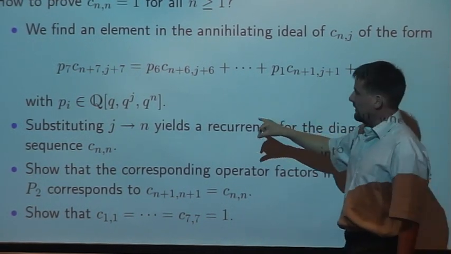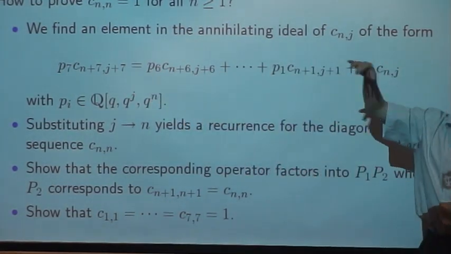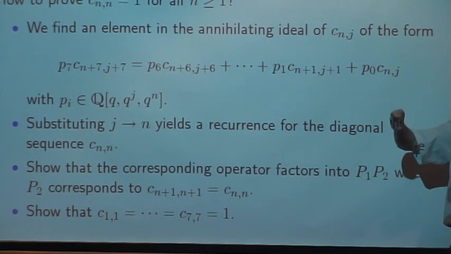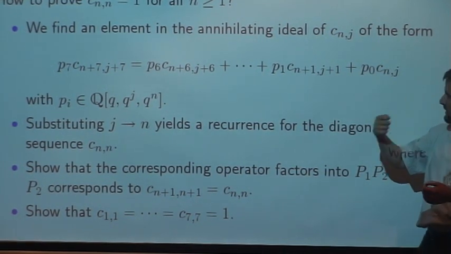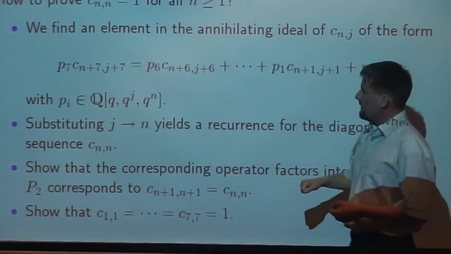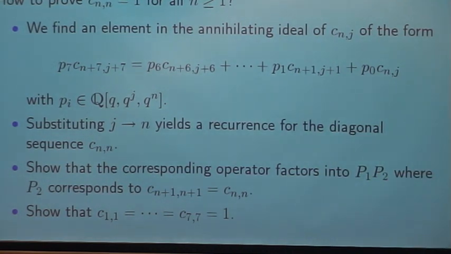So this will have order 7. If I can show that the first 7 values are 1, and that the recurrence keeps this pattern, that it always produces 1s again, then I have a proof that all of them are 1 recursively by induction. So this was the easy thing. Now it becomes more difficult.